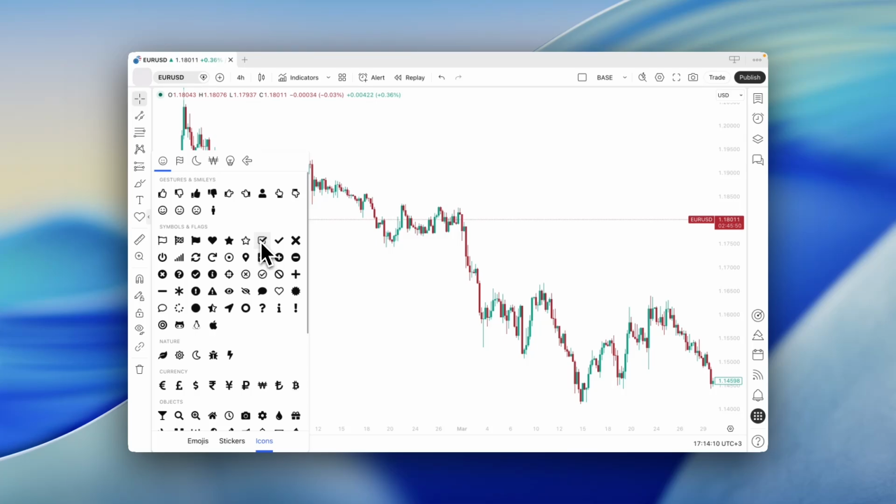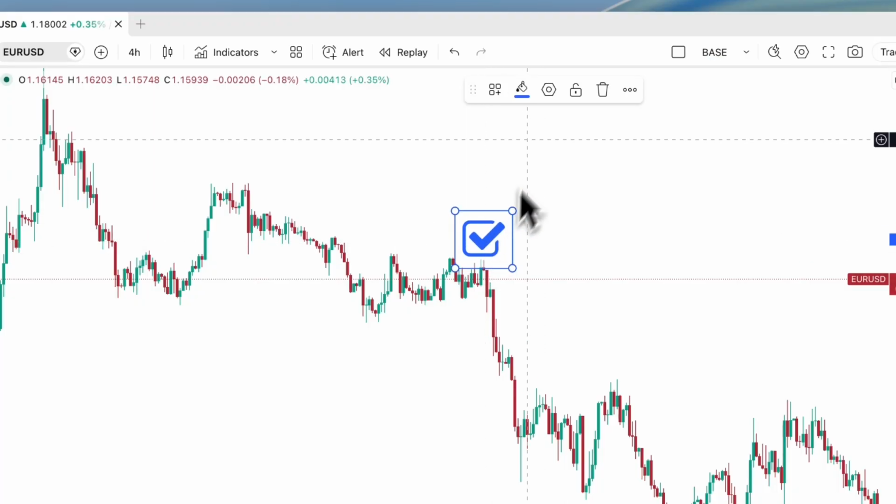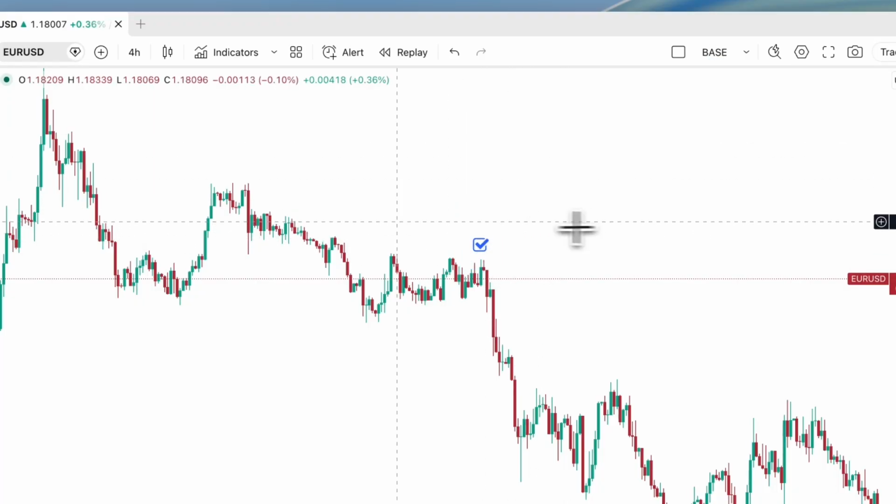For example, let's say I had traded a short position from here to here, and this is where I would exit. I could add in a check mark showcasing that this was a successful trade.